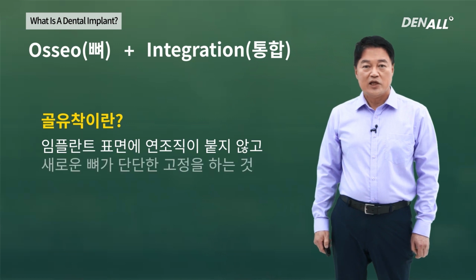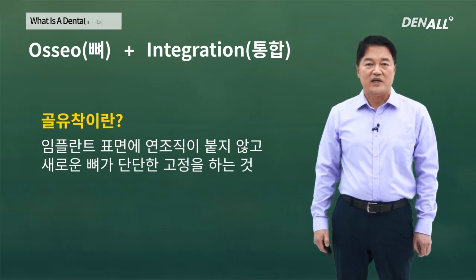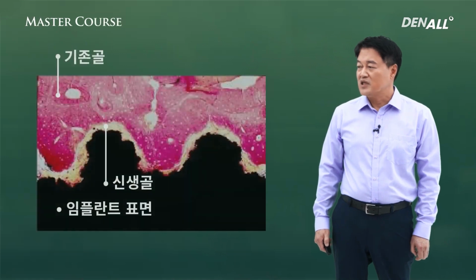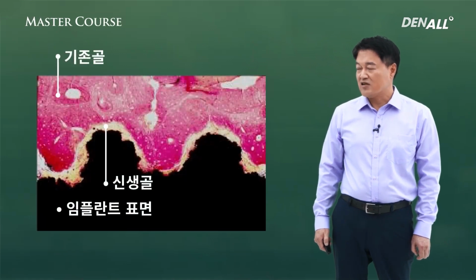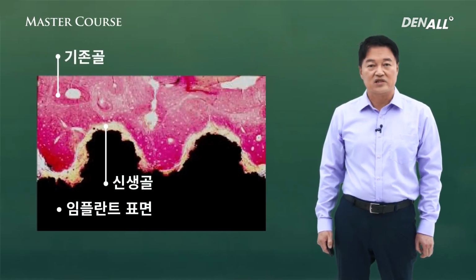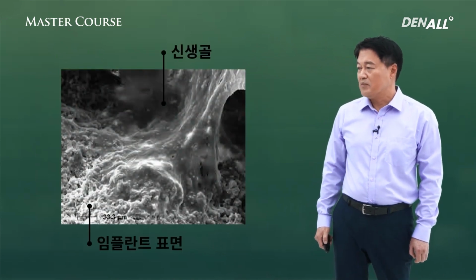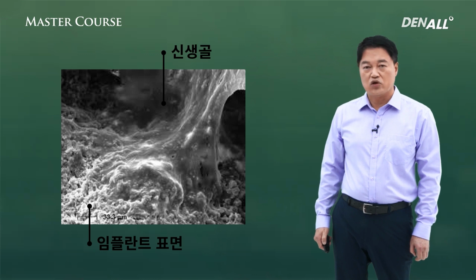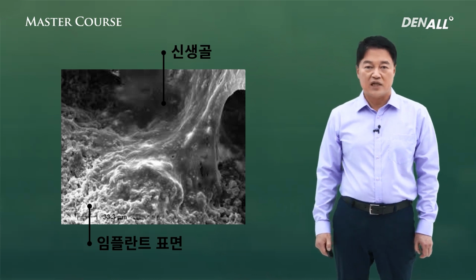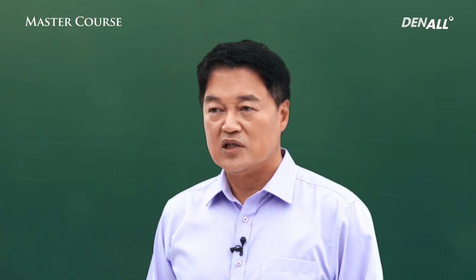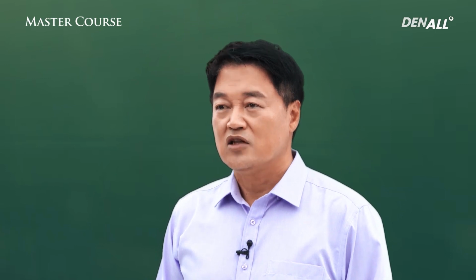Osseointegration. On the surface of the implant, the soft tissue is not attached and new bone is firmly fixated. That's called osseointegration. As shown on the surface of the implant, directly new bone is formed. This is a SEM image, and you can see new bone is formed directly on the implant surface.